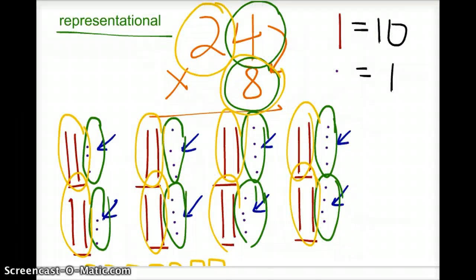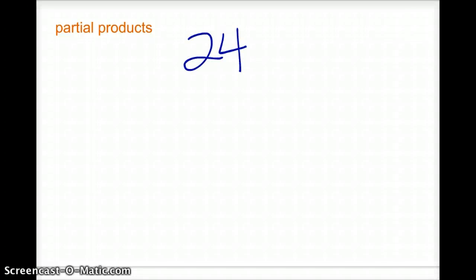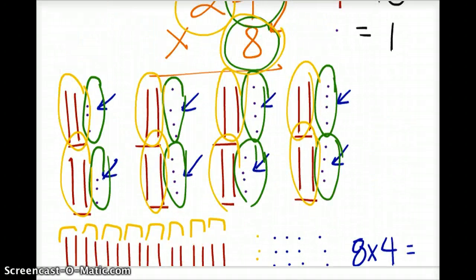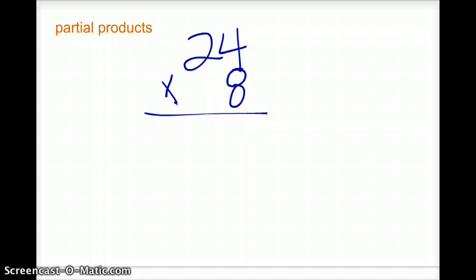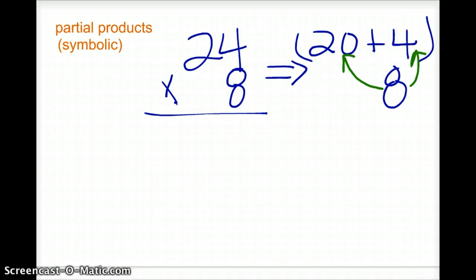So the next step in the process, after we get them through this representational phase, is we show them what's called the partial products phase. If you take that same one there, 24 times 8, we show them, hey, you already know how to do this, kind of. We're going to think of 24 as 20 plus 4, and then we're taking that whole thing and multiplying it by 8. So then they can see with just the symbols, so we're in this more symbolic phase now, that it's 8 times 4 and 8 times 20.